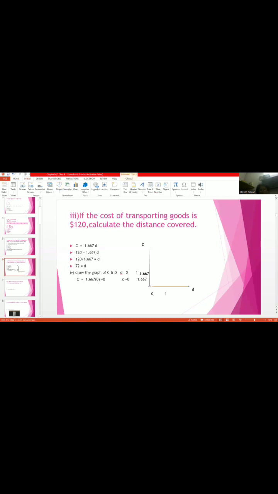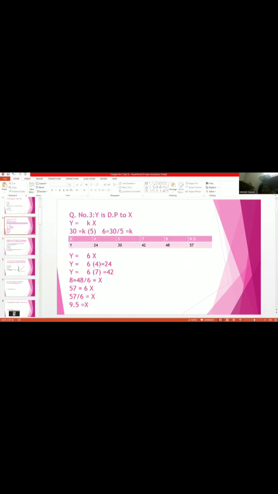Okay, from the origin 0 and 0 and then 1.667. So this one is the graph, that is a straight line, and it passes through the origin. I have to darken it so that it becomes easier. Is it clear? So this one is the graph. I just did it without using graph paper. In the rest of the questions, I have to use graph paper. Clear? Now we move towards the next question.